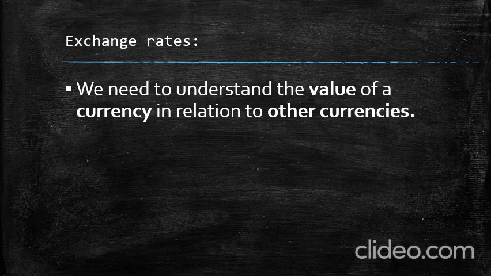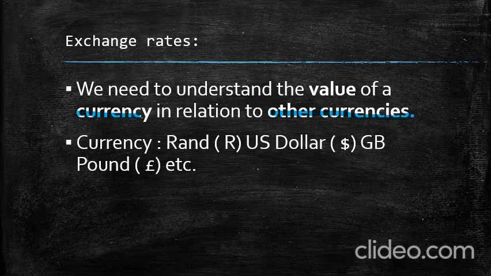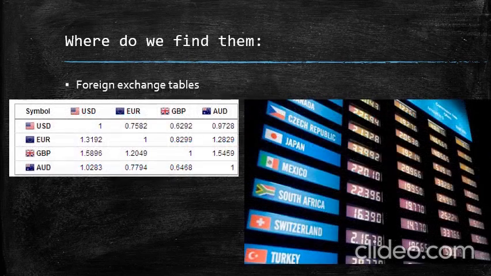First of all, when we talk about exchange rates, we need to know that this helps us to understand the value of one currency in relation to other currencies. And when we start looking at what a currency is, we see it's something like the rand, the US dollar, the British pound, and so on. Where do we find these different exchange rates? So you can find foreign exchange tables, and here you can see two examples of those with different currencies of different countries that they are indicating.